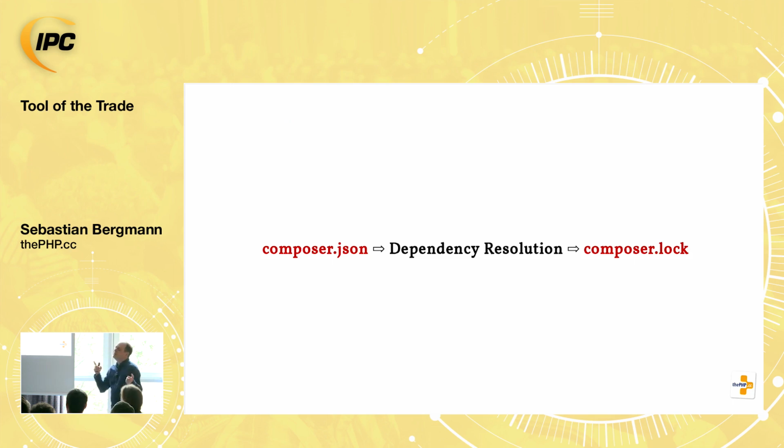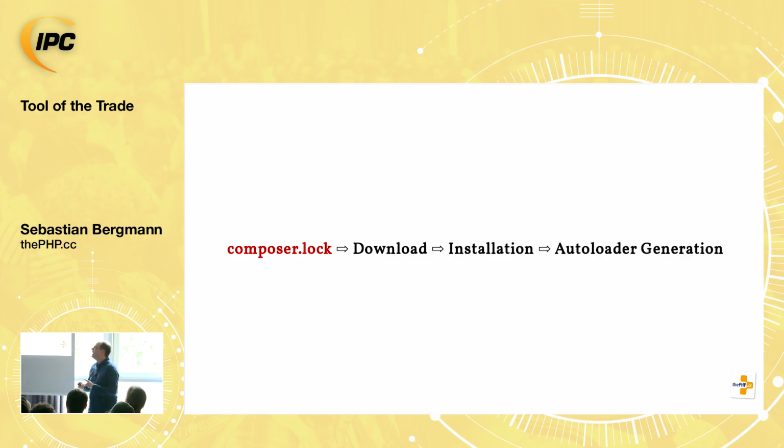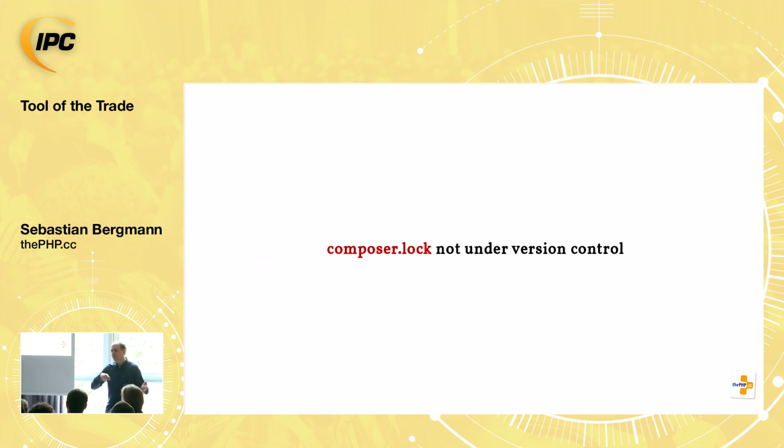What Composer does is it reads the composer.json, resolves the dependencies, and generates a composer.lock file. It then reads the composer.lock, downloads the dependencies, installs them, generates the autoloader, and you're done. And there are various degrees of how you interact with Composer files with regard to version control.